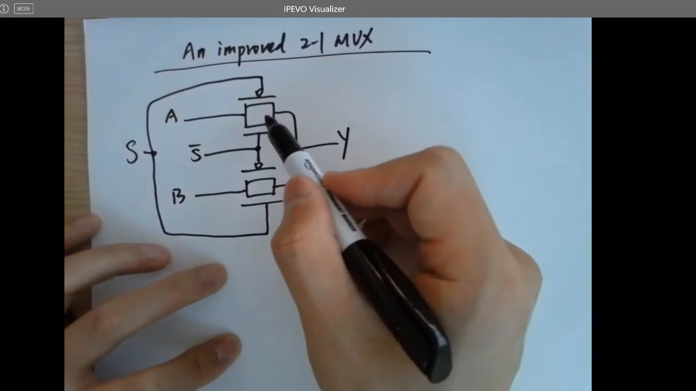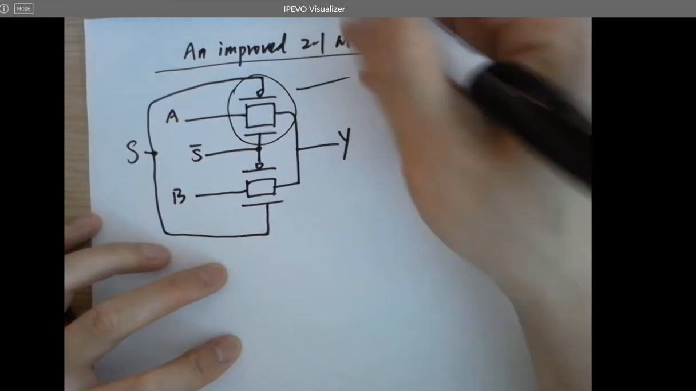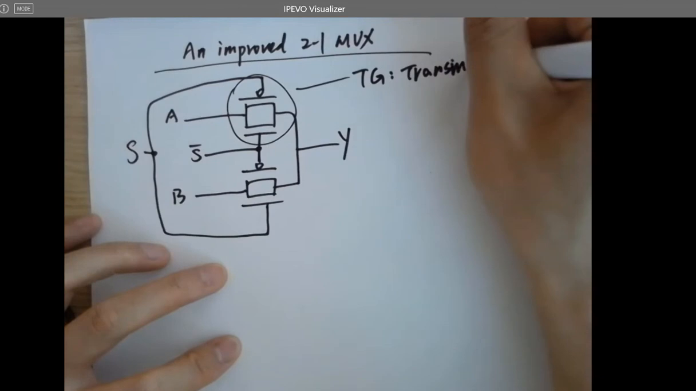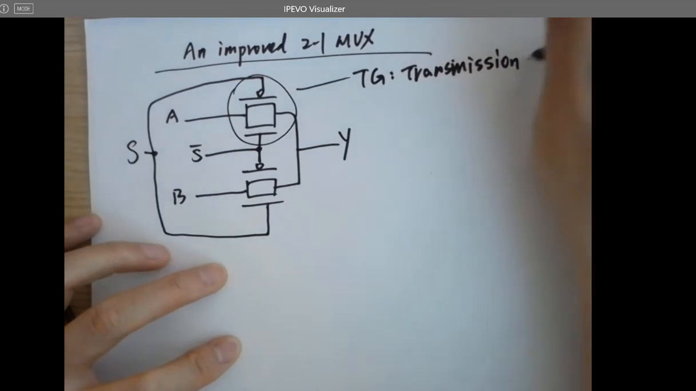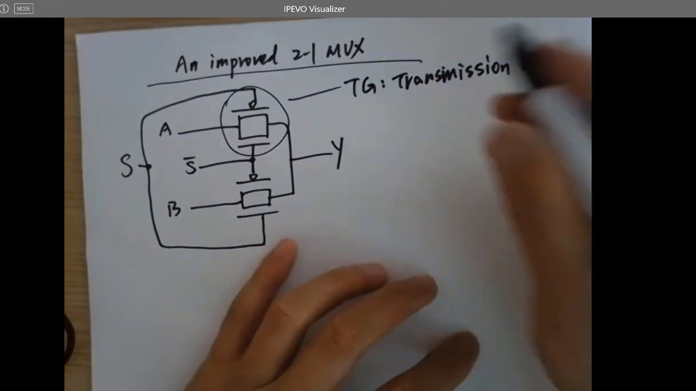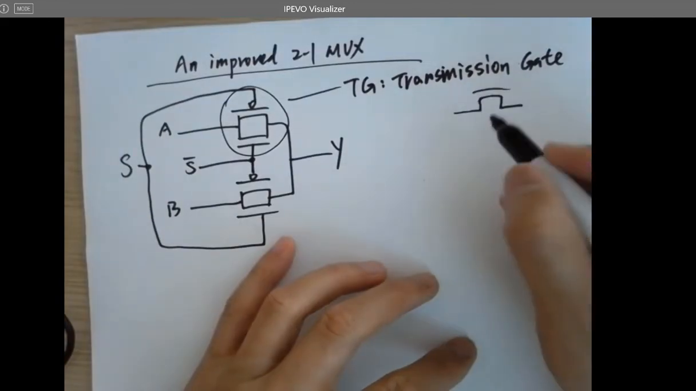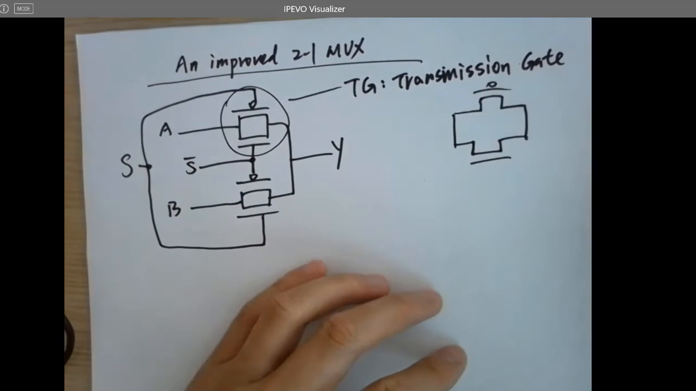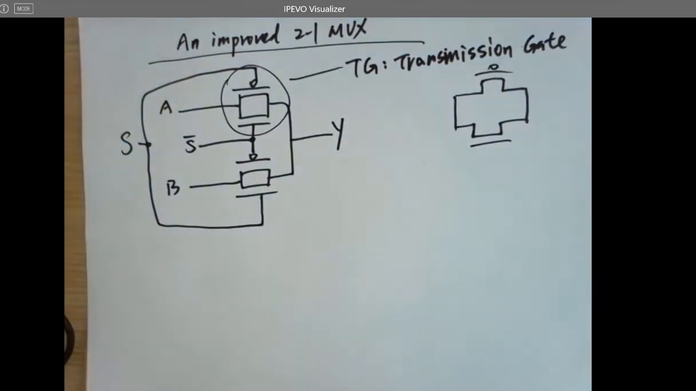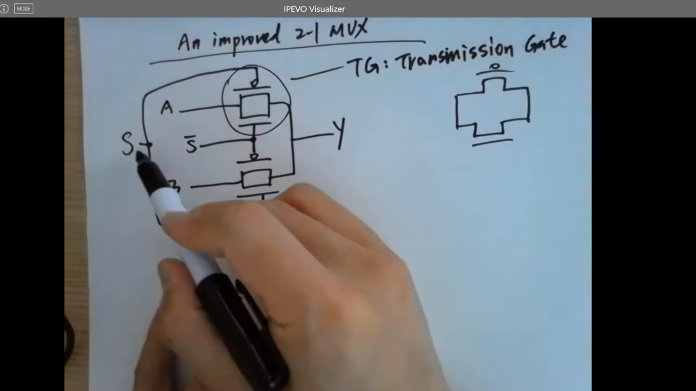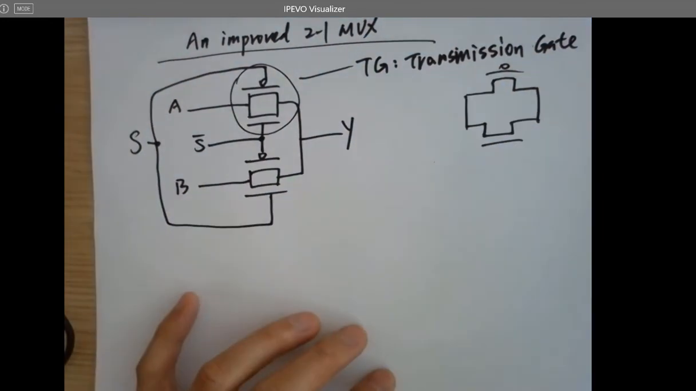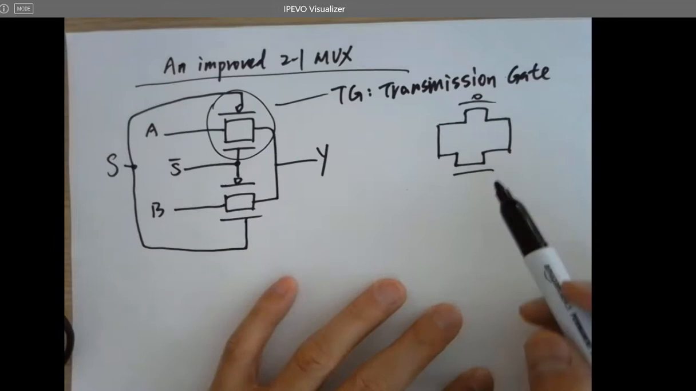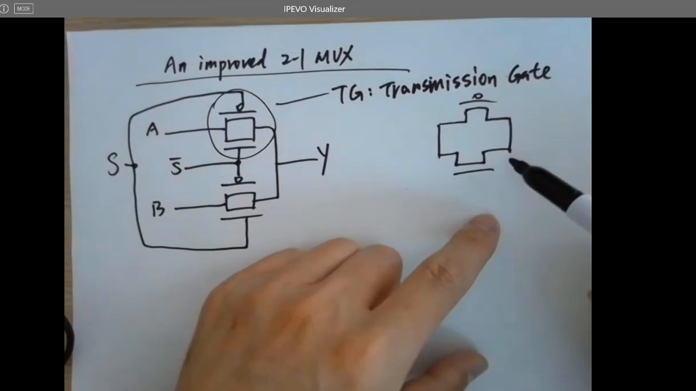What is this? It's called a transmission gate, or TG. It is a PMOS on the top and NMOS at the bottom, and I short it like this. So only 4 transistors, including an inverter here. You want to invert S. So still like 4 plus 2, right? Only 6 in total.